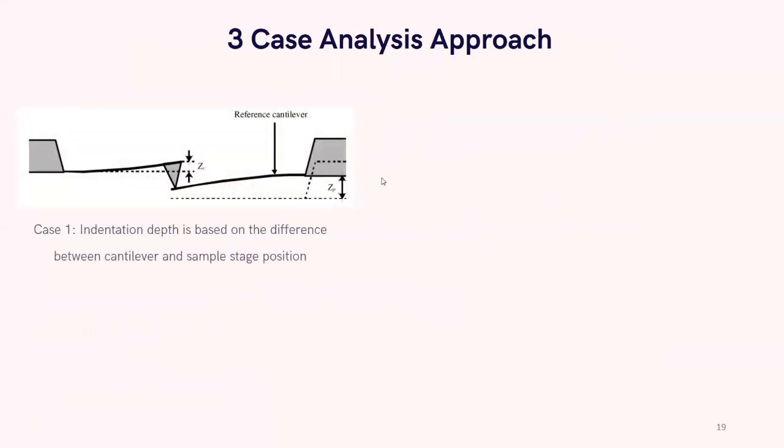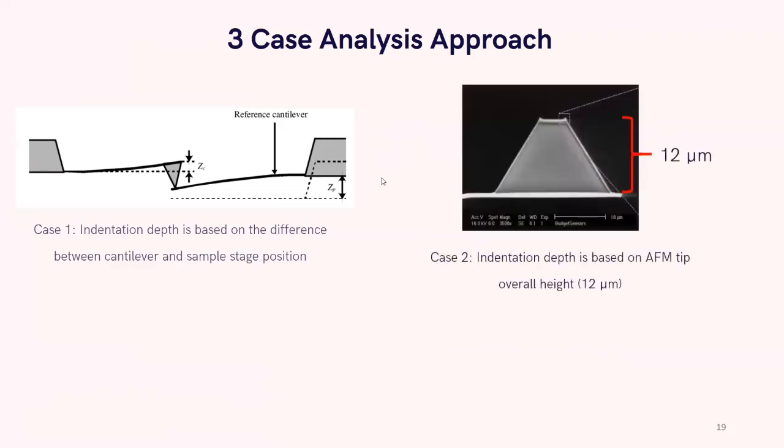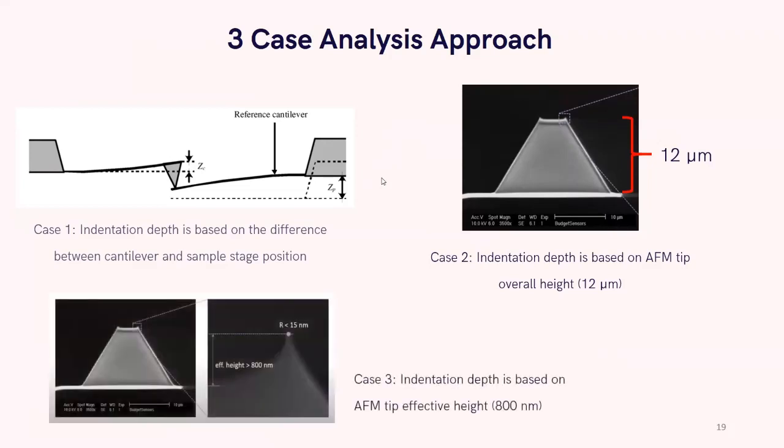When analyzing the contact, we realized that there are many possibilities for the contact mode. We divided the contact into three cases. Case 1 is where the indentation depth is based on the difference between the cantilever and sample stage position. And case 2, which is the hypothetical case, is when the indentation depth is based on the AFM tip overall height, which is around 12 microns. And for the hypothetical case 3, the indentation depth is based on the AFM tip effective height, which is around 800 nanometers.